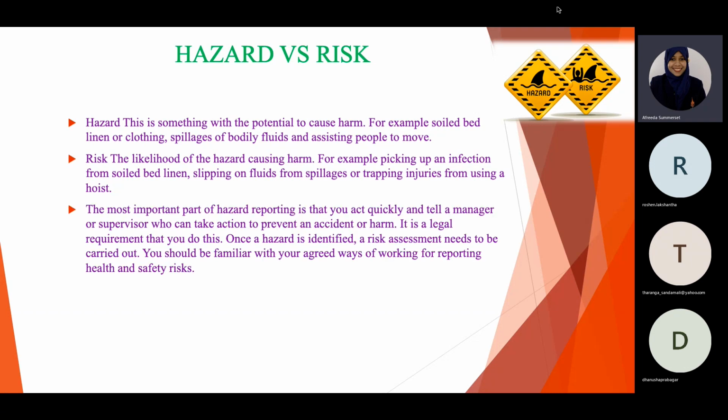Okay, right. And the next one is, the most important part of hazard reporting is that you act quickly and you tell a manager or supervisor who can take action to prevent an accident or harm. It is a legal requirement that you do this. Once a hazard is identified, a risk assessment needs to be carried out. You should be familiar with your agreed ways of working for reporting health and safety risk.